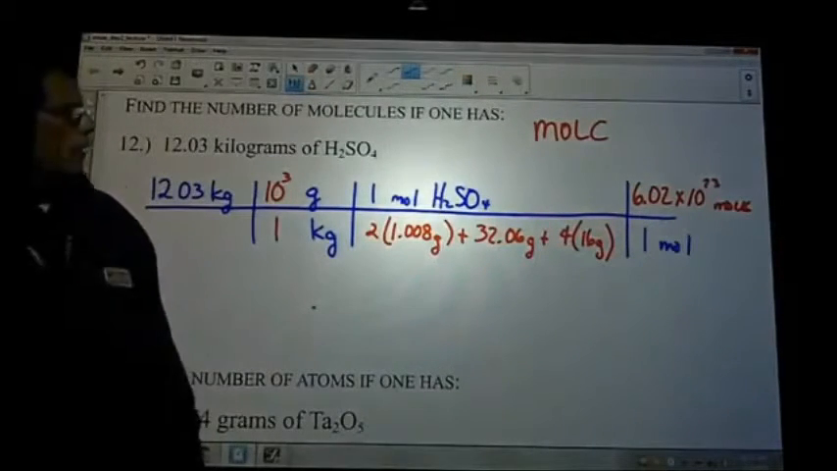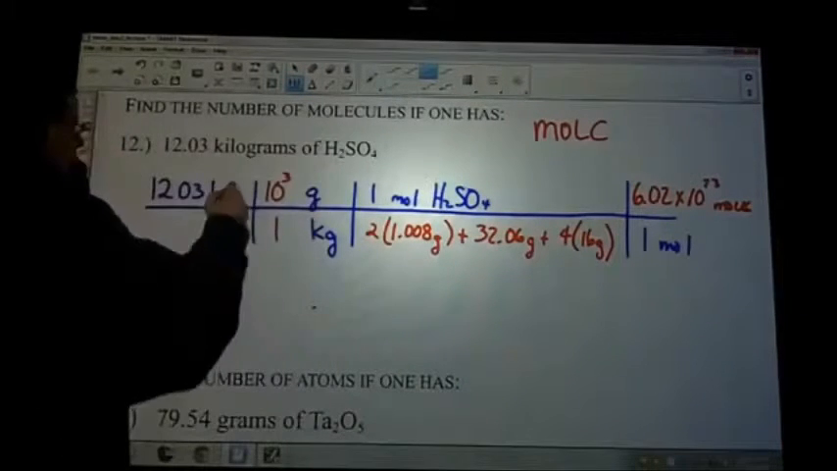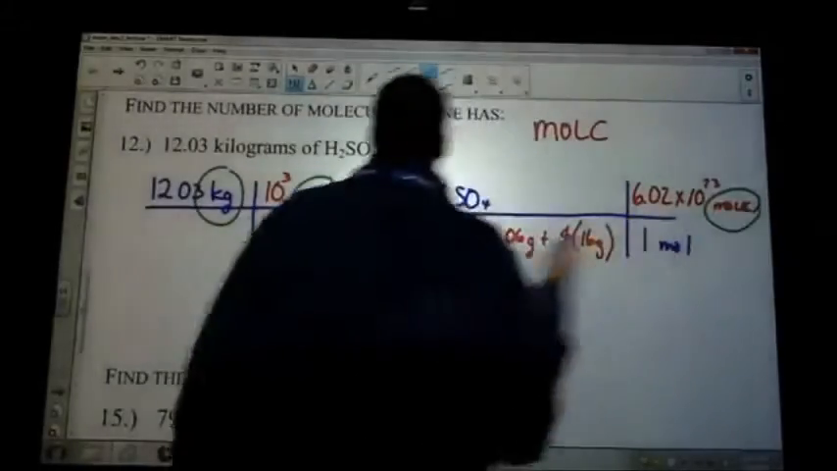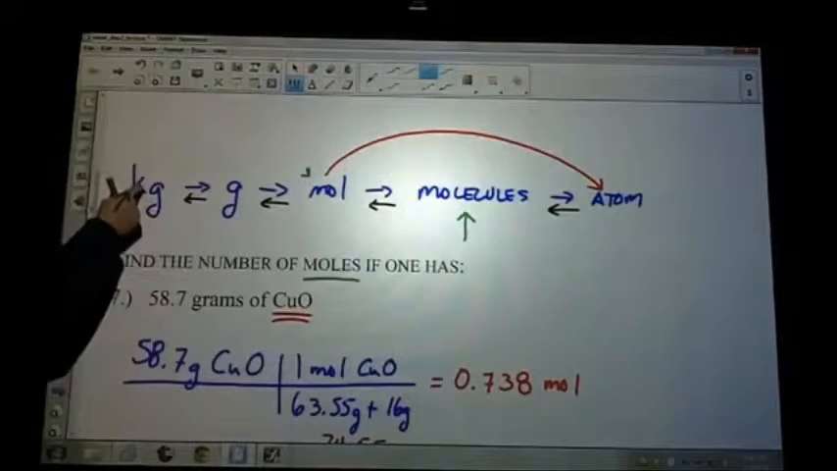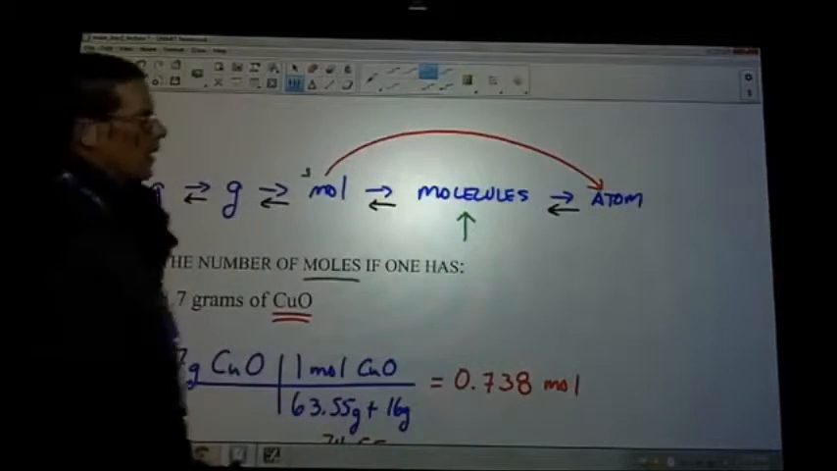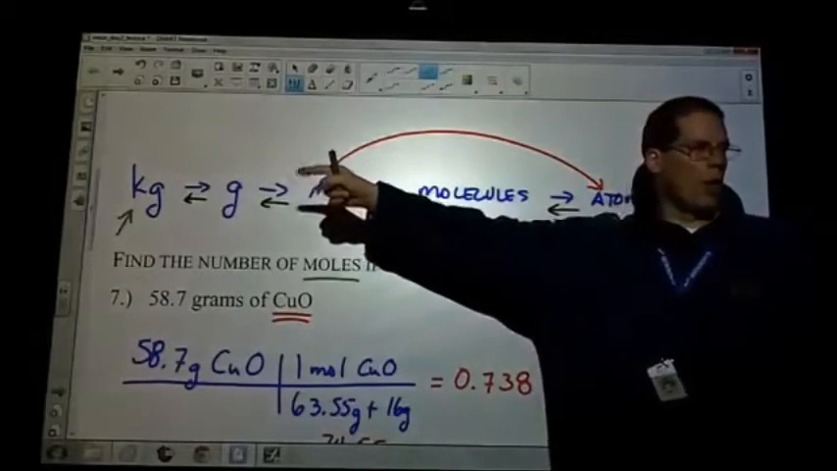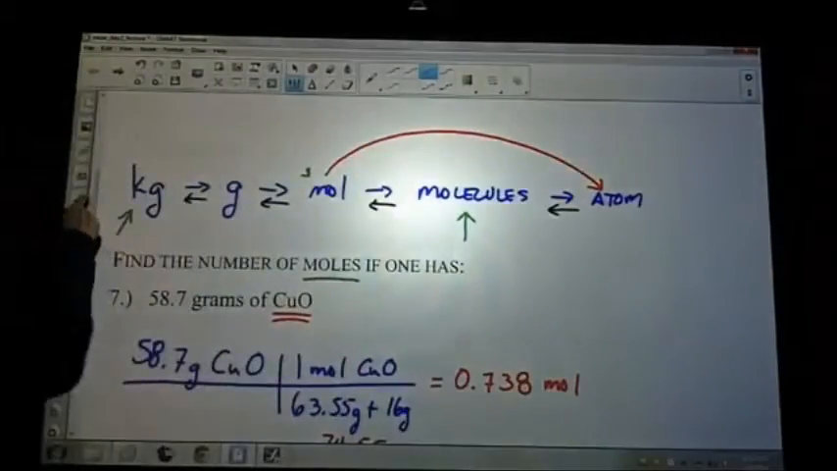That's your call. Now, here's something I want you to recognize. Look at the units. Kilogram, gram, mole, molecule. So whichever direction you're going should be kilogram, gram, mole, molecule on top. If we're going in the opposite direction, then these units will be on top, going in the opposite direction. That's one real quick way to make sure that you're doing the right process here.